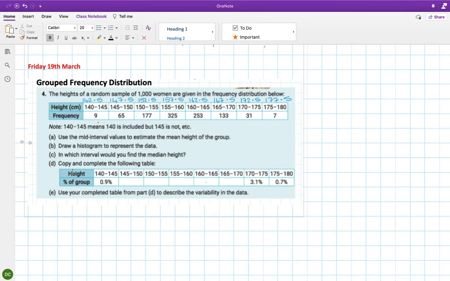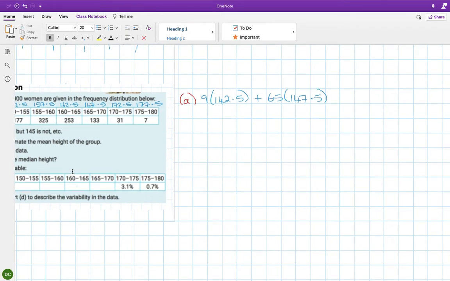So I'm going to multiply each mid-interval value by however many times it appears. So it's 9 142.5s plus 65 147.5s. Okay, does that make sense? I'm not going to keep writing them, but we keep going. And then we're going to divide that by the bottom line added up. So 9 plus 65 plus 177, and again, you continue. Okay, so the top line.